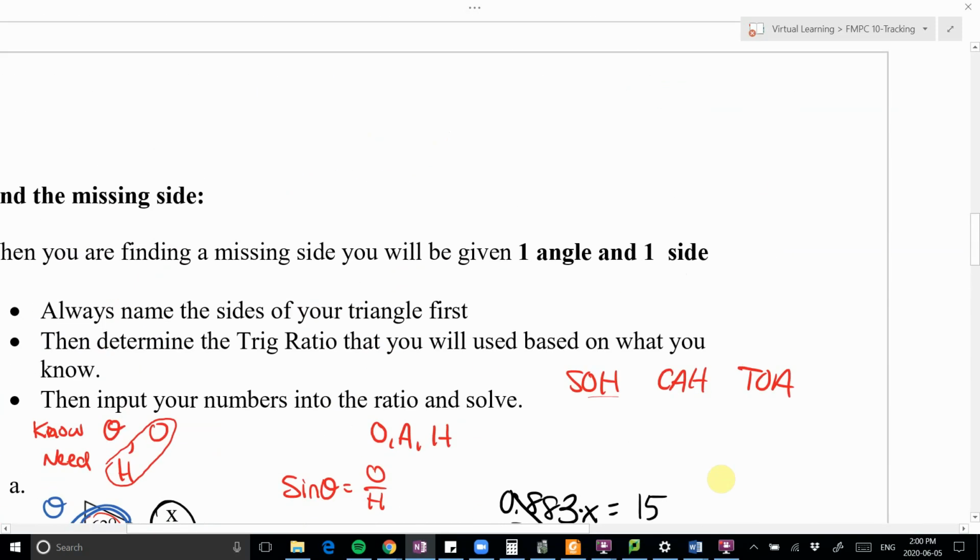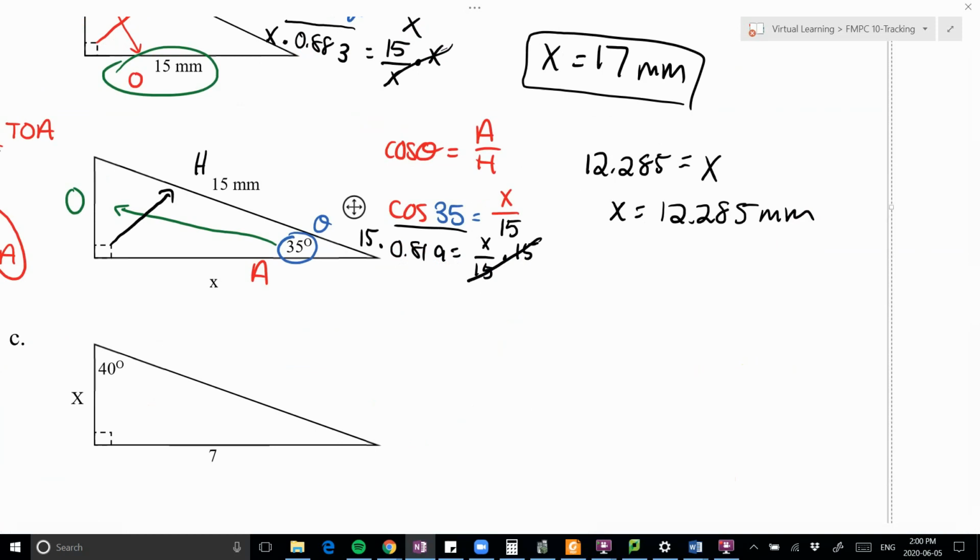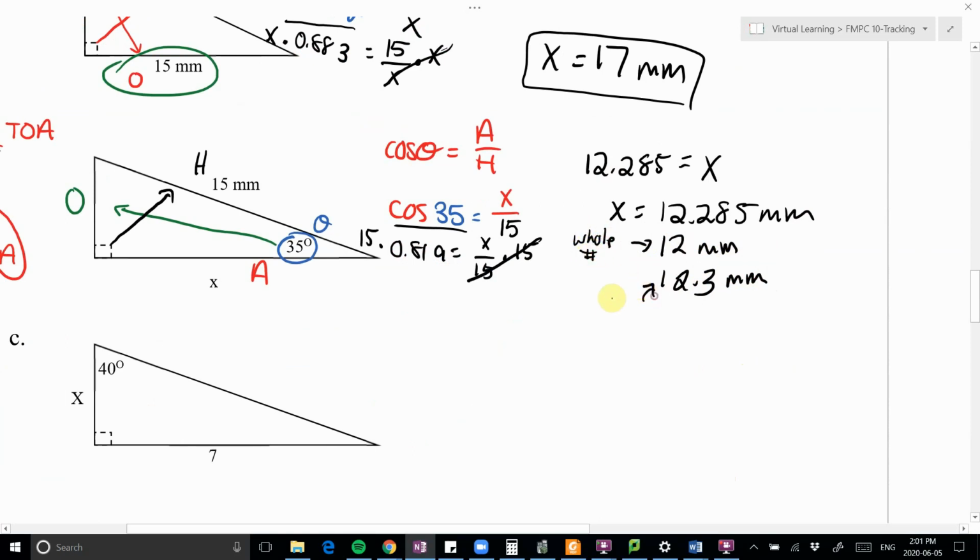Here, we were not asked to round it, so we can decide. We can leave it, or you could say that this is 12, or you could say that this is 12.3. Depends on what rounding the answer is looking for, right? This would be to the nearest whole number. This would be to the nearest one decimal place. So look at your question, make sure you know what the answer is looking for.